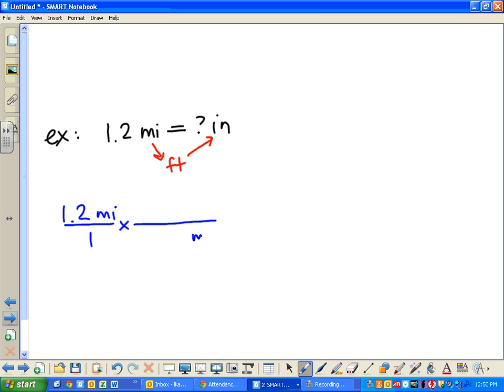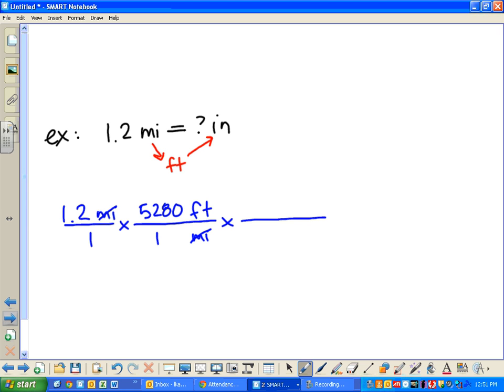Miles on the bottom, so it'll divide out. Feet on top. The sheet says that 1 mile equals 5,280 feet. Here's another exact number, like the centimeters and inches. I can divide out miles. And now I can keep going. This is much shorter and simpler than writing equals, finding your answer, and then doing the next step. Do it all in one problem.